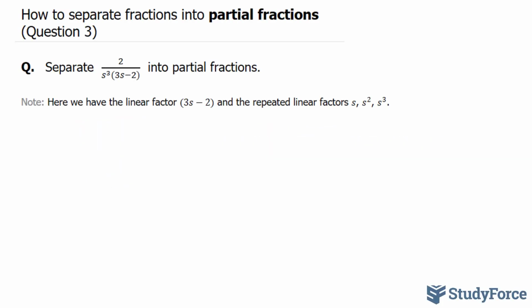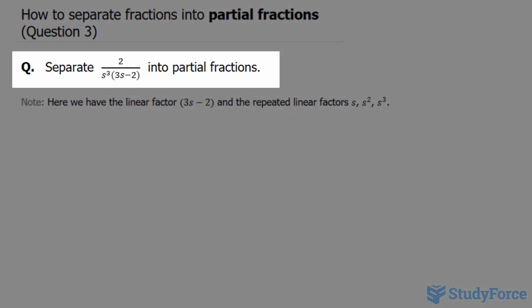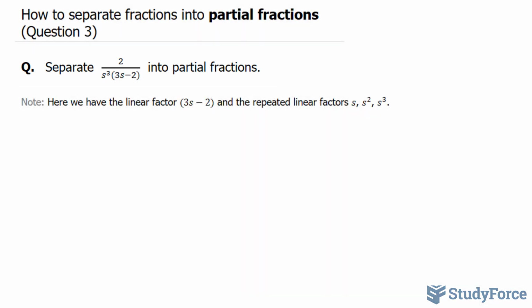In part 3 of this lesson, we're asked to separate the expression 2 over s to the power of 3 bracket 3s minus 2 into partial fractions. This problem is similar to that we faced in question 2. Here we have the linear factor 3s minus 2 and the repeated linear factor s to the power of 2, and s to the power of 3.